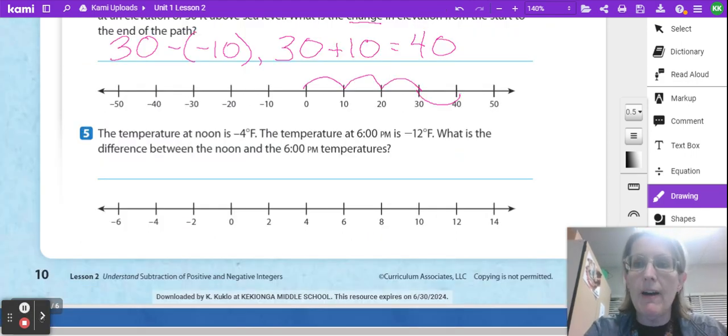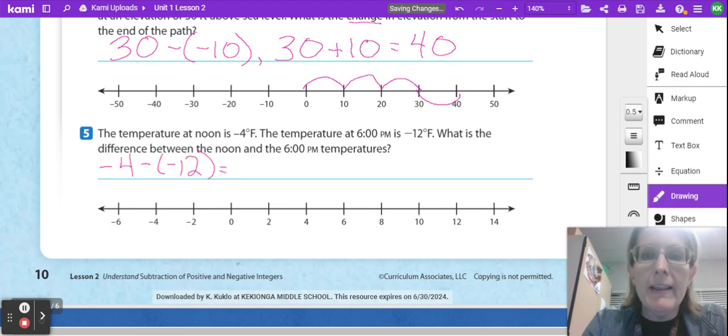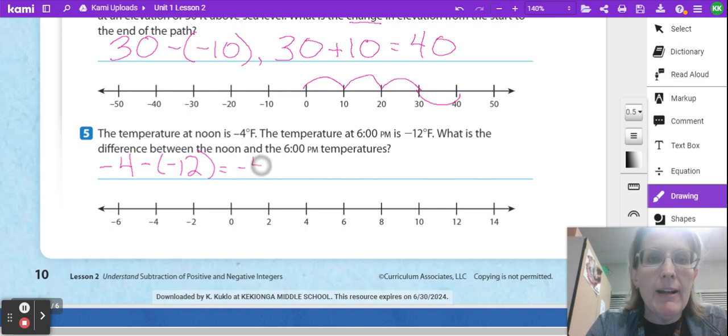Now try question 5 and then check it with the Edpuzzle video. To find that difference in temperature, you would have negative 4 minus negative 12, which is the subtraction problem. Then rewrite it as addition, negative 4 plus a positive 12.